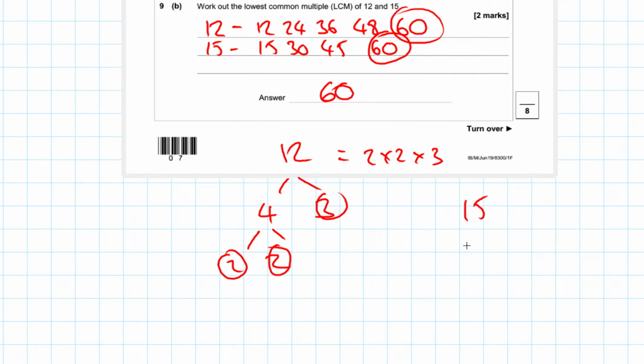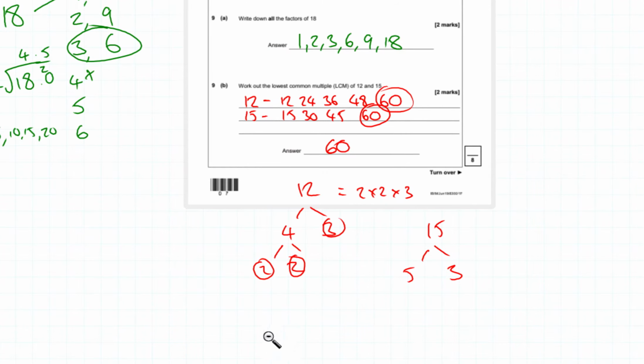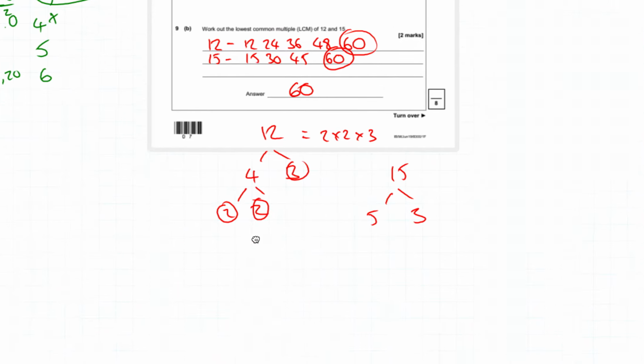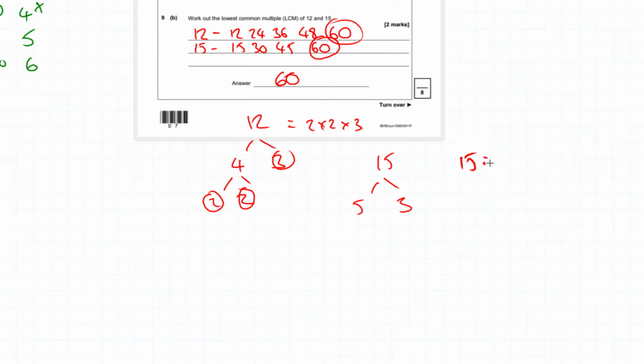And then 15 is equal to 5 times 3, which can't be split up any further. And if you were to put this together, it's going to be 2 times 2 times 3 times 5 times 3, which will give you your lowest common multiple. So that is another way of finding it.